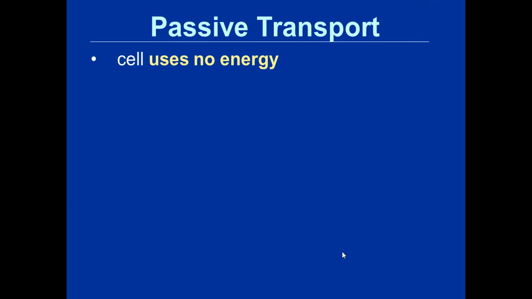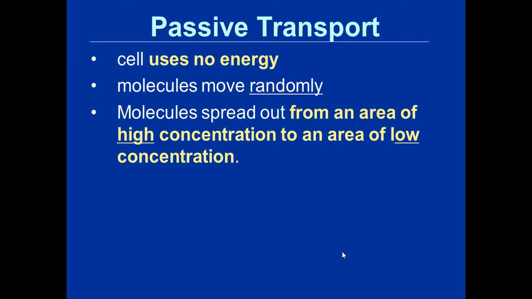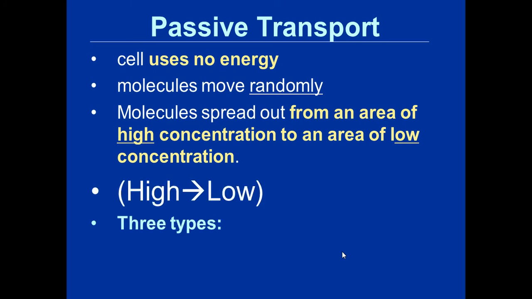First, let's talk about passive transport. Again, the cell does not use any of its own energy or any energy from anything else in order to do passive transport. In this, molecules are simply randomly moving through the membrane. The molecules spread out from an area of high concentration to low concentration. So that means they start where there are many of them, and then they spread out or diffuse into areas where there are less of them. So remember, high to low.